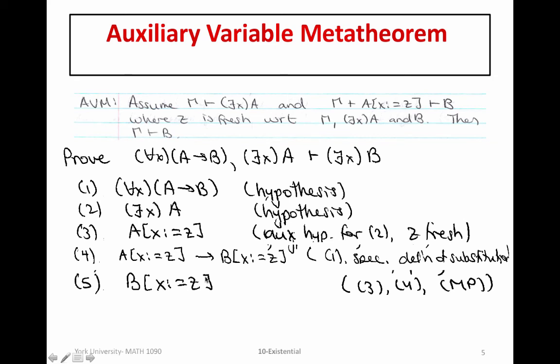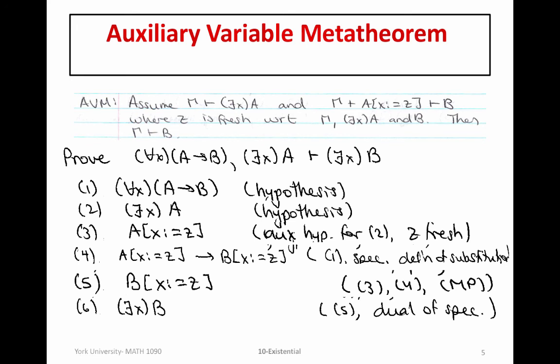But remember, with the dual of specialization, if we have a particular instance of B, that means we have there exists x B. So by 5 and the dual of specialization, we get what we want to prove. And so the auxiliary variable metatheorem tells us that this is a valid proof here, because when we used this existential quantifier, we dropped it and replaced it with this auxiliary hypothesis. So that's how the auxiliary variable metatheorem works. Hopefully that makes the process a little bit easier.